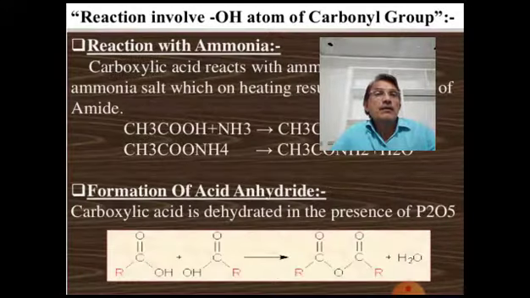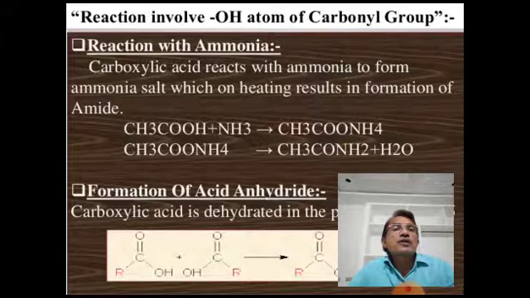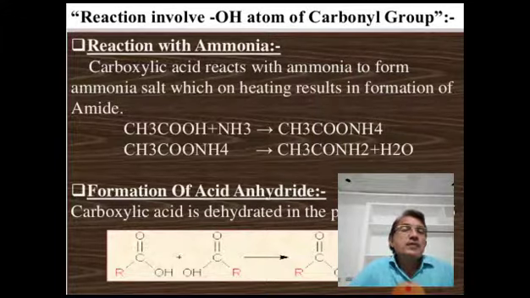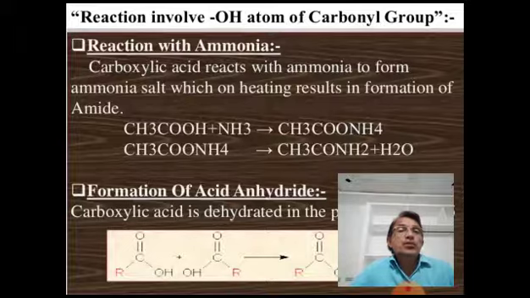Reaction with ammonia. Carboxylic acid reacts with ammonia to form an ammonium salt, which on heating results in the formation of an amide. Example: acetic acid reacts with ammonia forming ammonium acetate. This ammonium acetate, on further heating, loses water and forms acetamide, that is CH3CONH2.